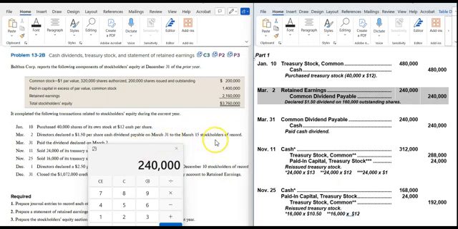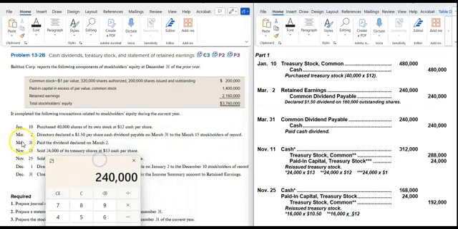All right, March 15th, stockholders of record, no journal entry required. Just a date to determine who's going to be paid. March 31st, date of payment. On the date of payment for a cash dividend, the liability recorded on the date of declaration is paid. So we will decrease the liability and credit cash because cash is being paid.